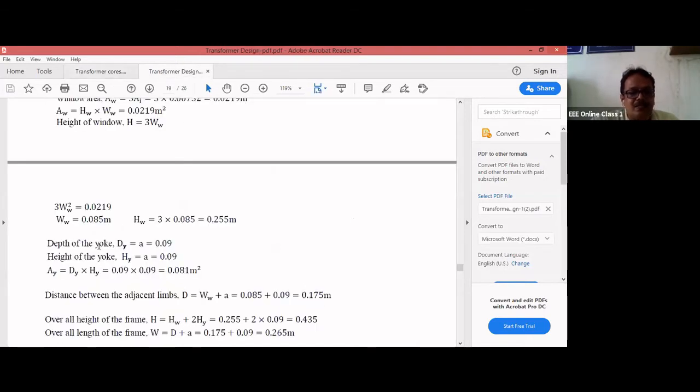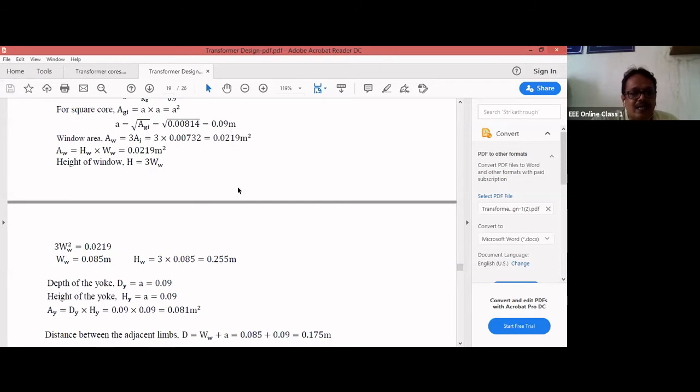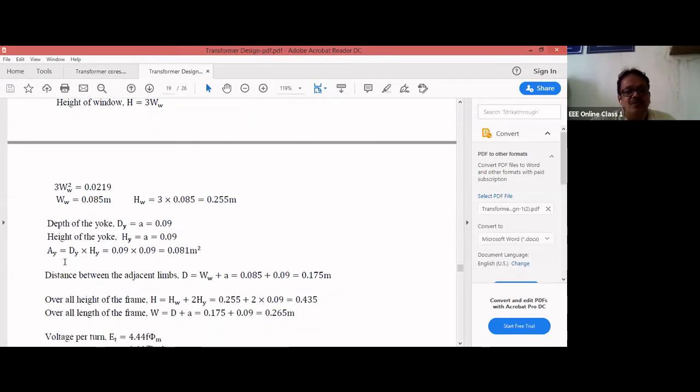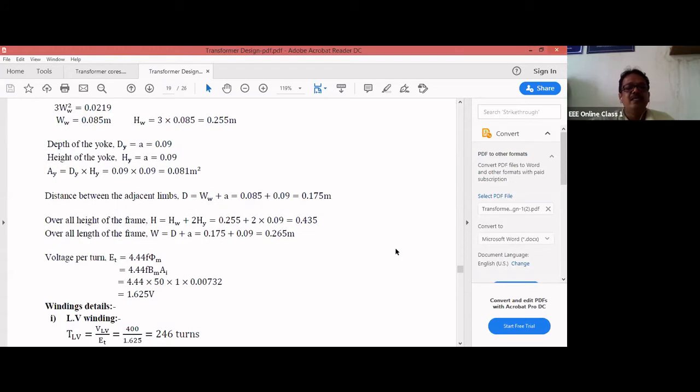So depth of the yoke dy is equal to A, 0.09. A is already calculated here. And height of the yoke, HY, is equal to A, 0.09. Area of the yoke is depth of the yoke into height of the yoke. Put it there, what you get? 0.081 meter square. The next, since it is a single phase core type, you can calculate what?